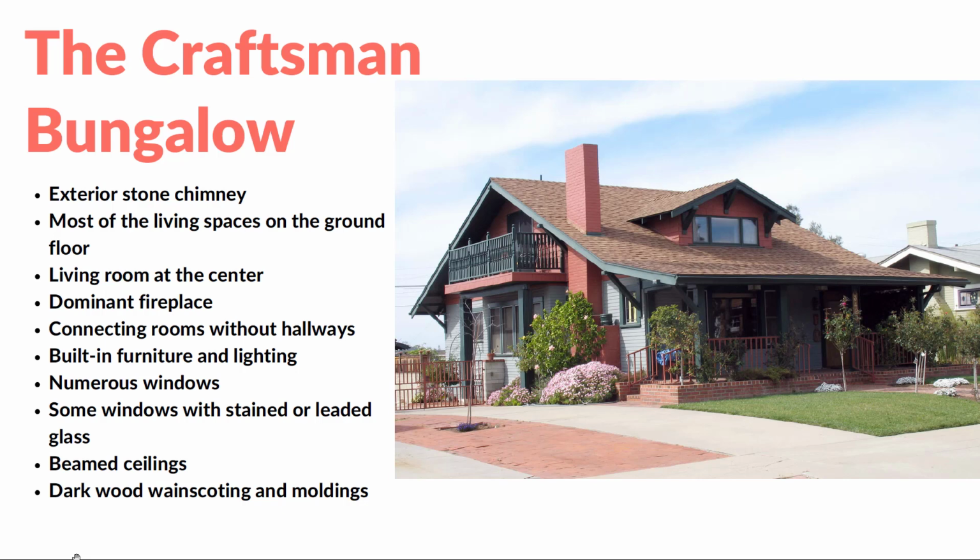The public, if you will, living spaces are on the ground floor with the bedrooms upstairs usually. The living room is at the center, again with a dominant fireplace, both inside and out really. The rooms usually connect without a hallway where you just go room to room. Bungalows have a lot of built-in furniture, like millwork, lighting, things like that. A lot of windows, sometimes stained glass as well. Beamed ceilings are common, and a lot of dark wood, like wainscoting, moldings, things like that.